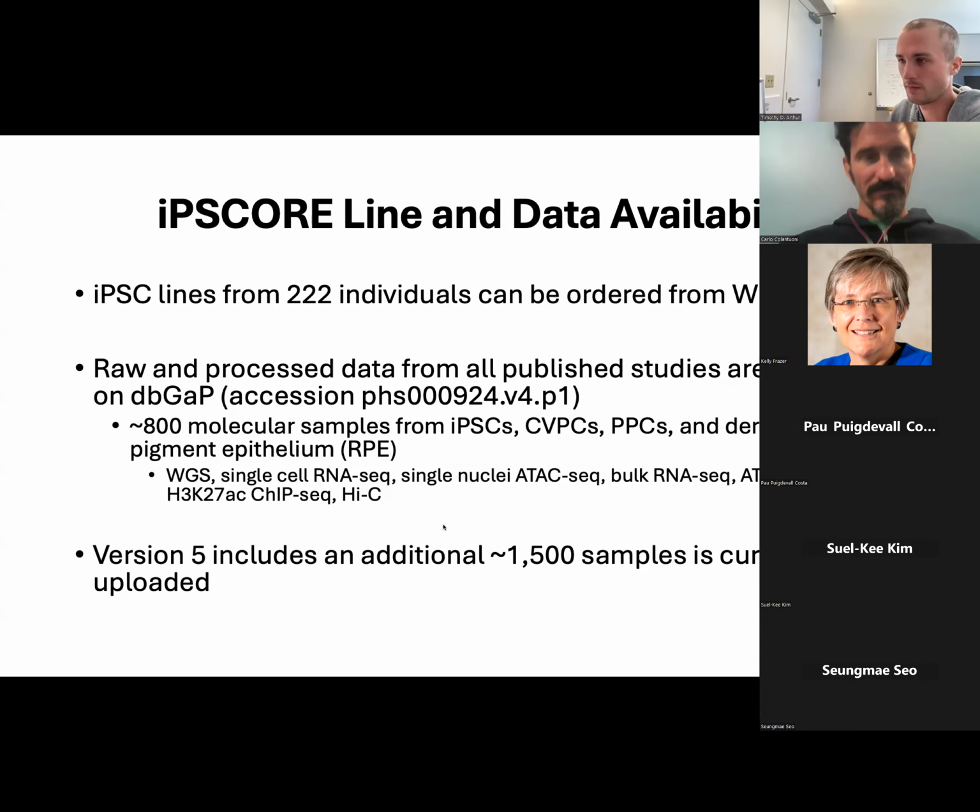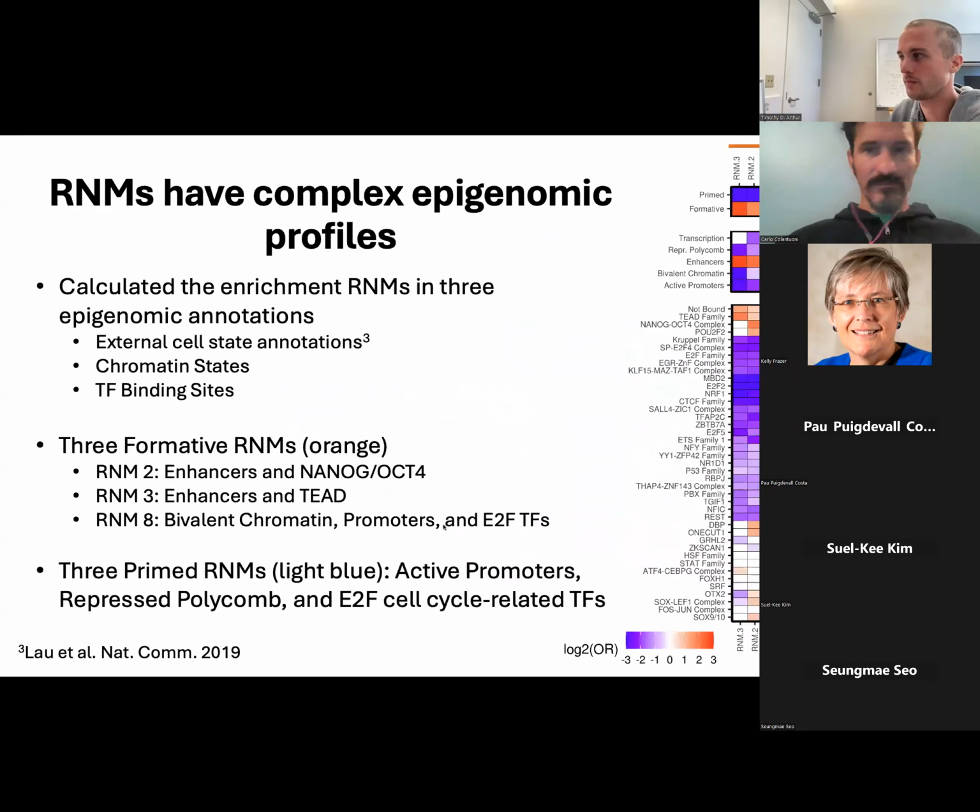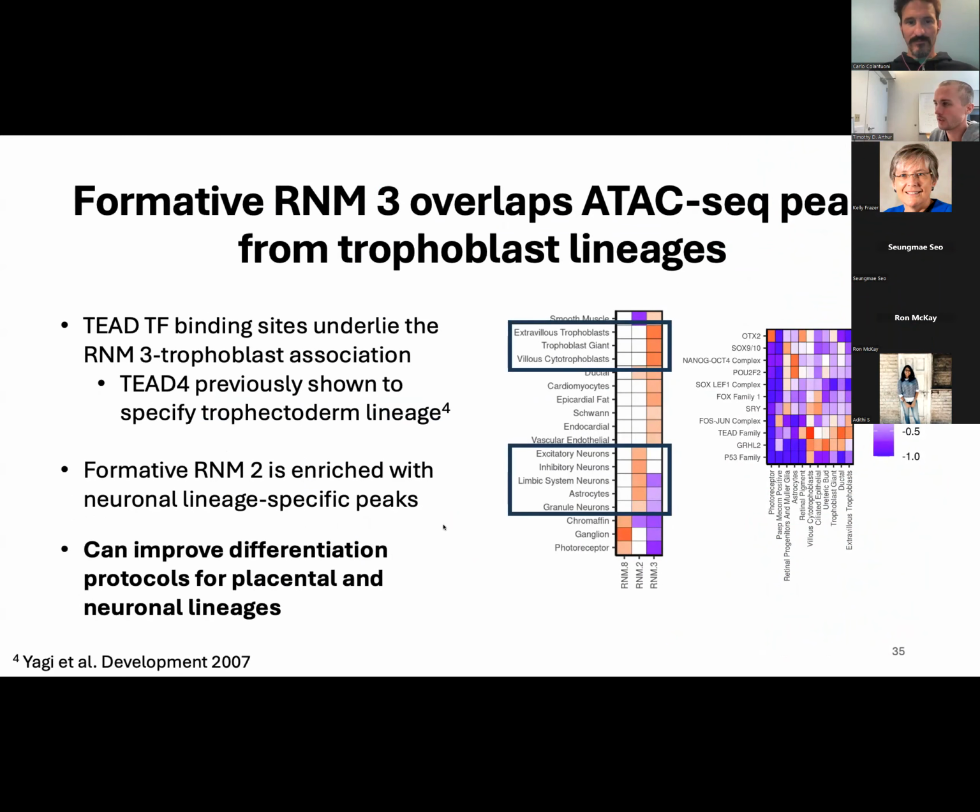But at any rate, maybe I could be more specific and ask you about the last image you showed from section 2 of your talk. That one, yeah, where you talked about neurons. Is it the next slide? Or this one? Yeah, what were you saying here? I just want to be clear what you're saying. RNM3 is associated with a kind of a trophoblast type of signal, right? Is that correct? That's what I understand. Yagi et al. is a TEAD paper, if I remember.